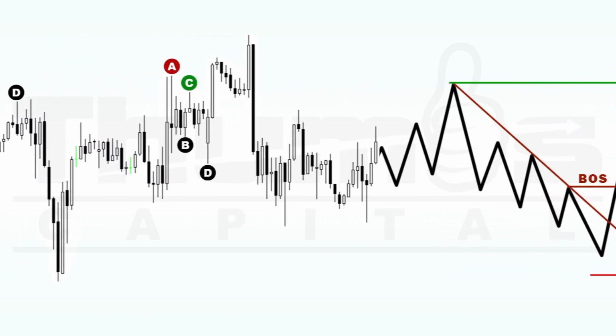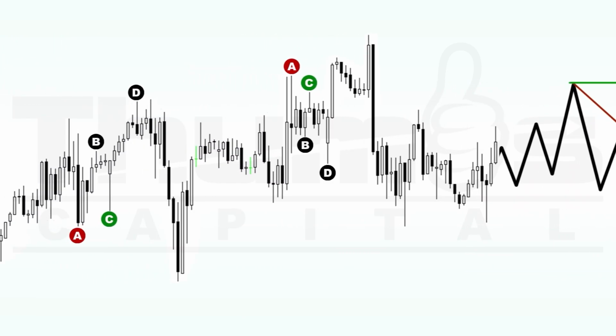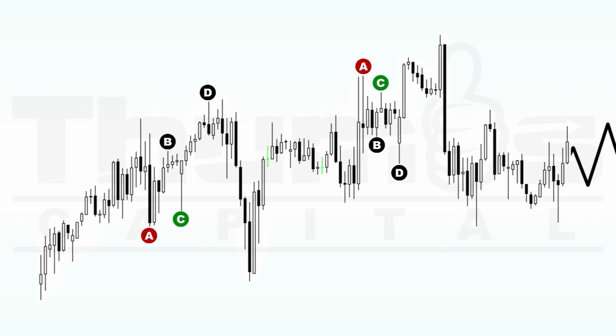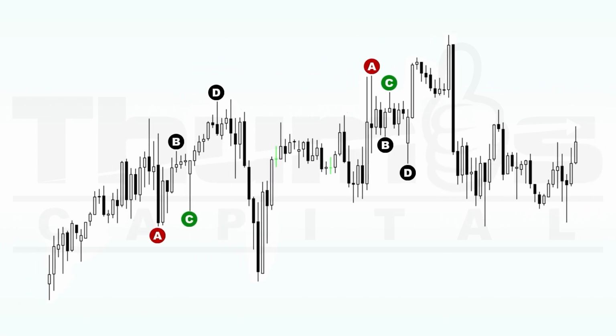Remember that the retail trader trades price action on candlestick charts, which is all about ABCD swings with entries at C and stop loss at A.